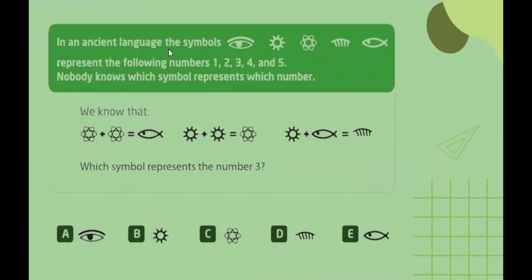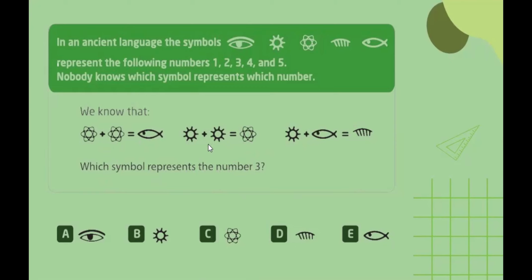In an ancient language, these symbols, as you see here, represent the following numbers 1, 2, 3, 4, and 5. Nobody knows which symbol represents which number, okay? But we know these equations. These two symbols, if we add them together, we're going to get the fish symbol. And these two symbols are going to give us this symbol. So, the question is, which symbol represents the number 3?